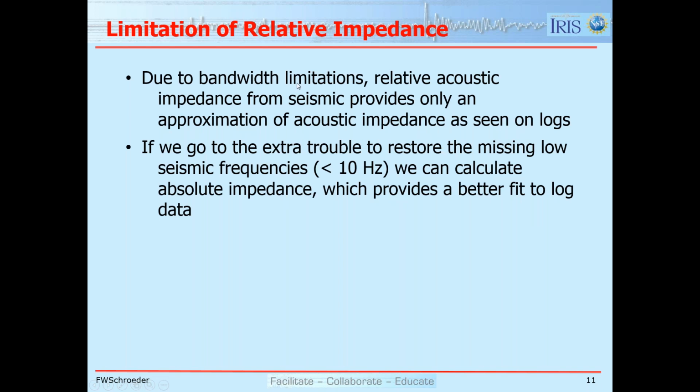So as I mentioned, there are limitations in the zero phase data, and that only gives us an approximation of acoustic impedance. If we can go the extra step and restore the missing frequencies, usually less than 10 hertz, then we can get what's called an absolute impedance, which gives us a better fit to the actual impedance log data at our well locations.